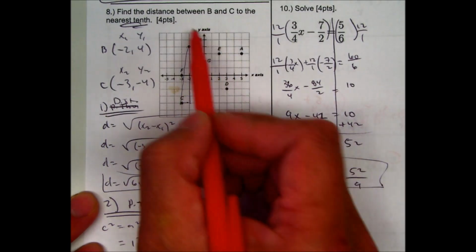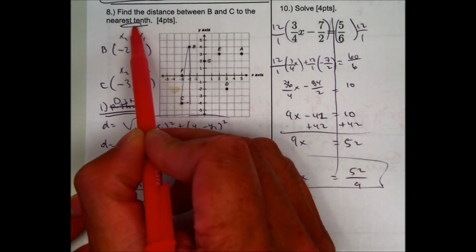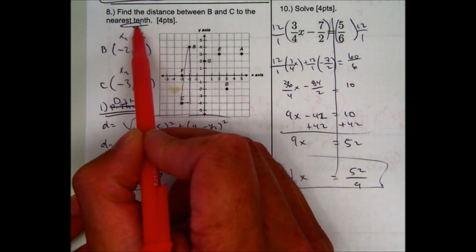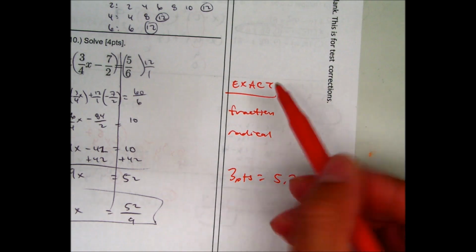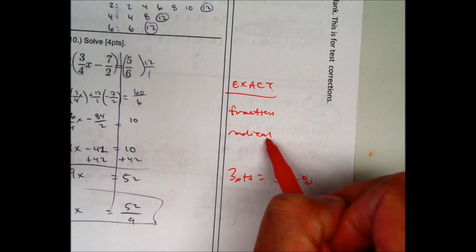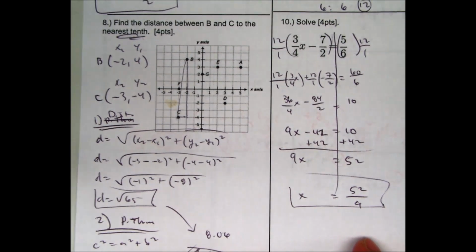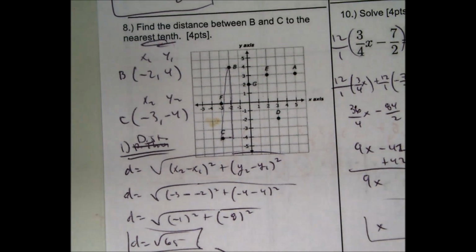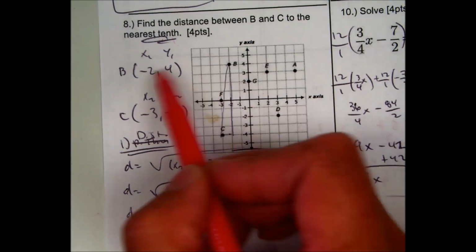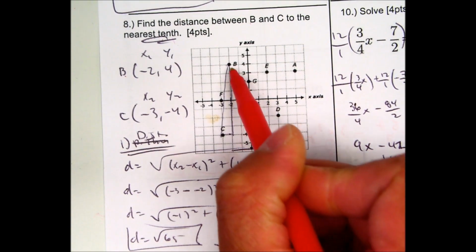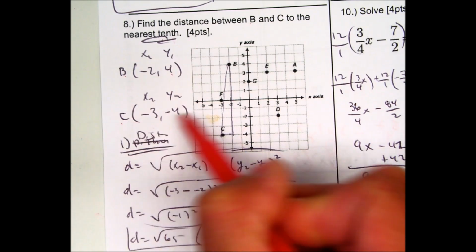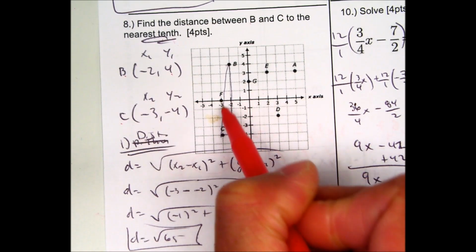Find the distance between B and C to the nearest tenth. Okay, so nearest tenth means you have to round. Exact means keep it as a fraction or radical. So you can solve this problem in 2 ways. You can use the distance formula, which I'm showing you here. Write down your ordered pairs. B is going left, so negative 2, up 4. C is negative 3, negative 4.